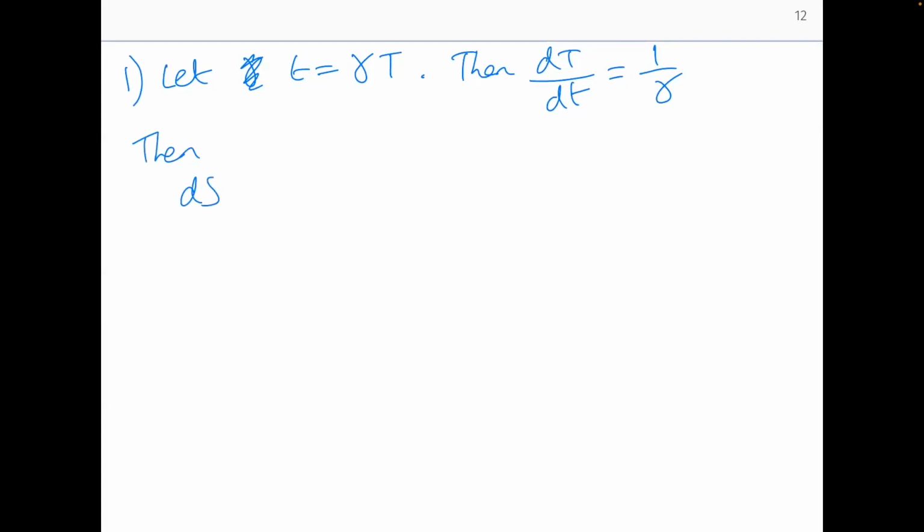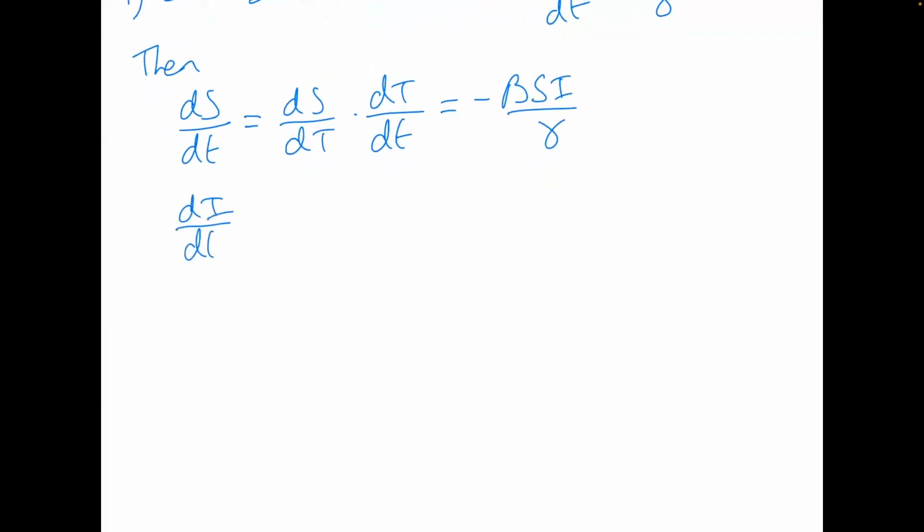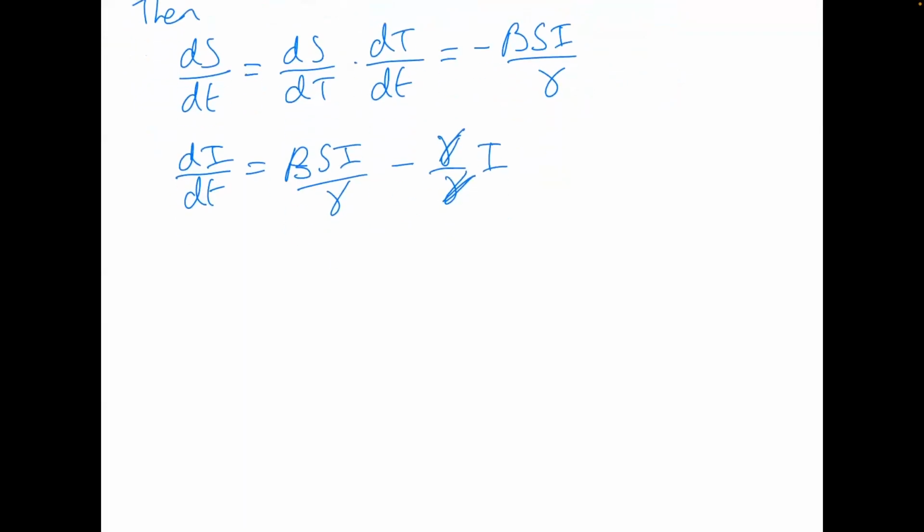And so we can write our dS d little t is going to be dS d big T times by d big T d little t, which is going to be minus beta SI over gamma. Likewise, we can write dI d little t is now going to be beta SI over gamma minus gamma over gamma times by I. So the gammas in front of the I disappear. And then the dR dt is going to equal, again, gamma over gamma times by I.